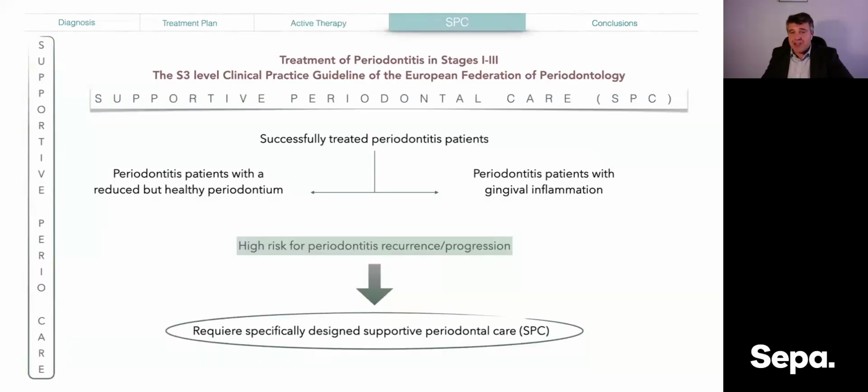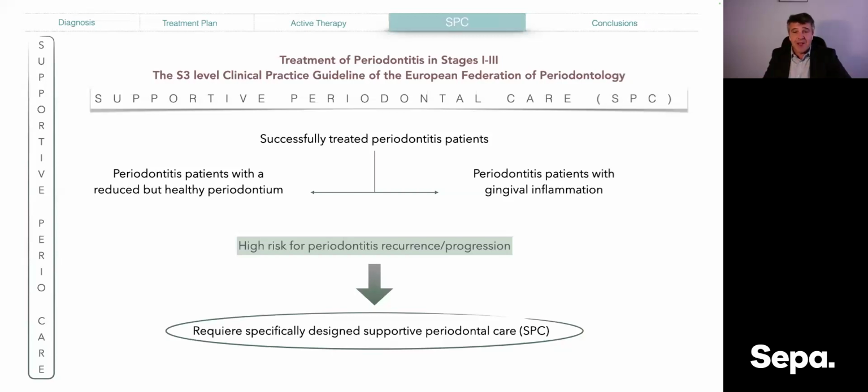And we have mentioned already that whenever you have achieved the endpoints of therapy, you move to supportive periodontal care. So in supportive periodontal care, you have a primary objective, which is to avoid disease recurrence. It is somehow similar to step 1 because most efforts will be done to control risk factors and to control supragingival biofilm.